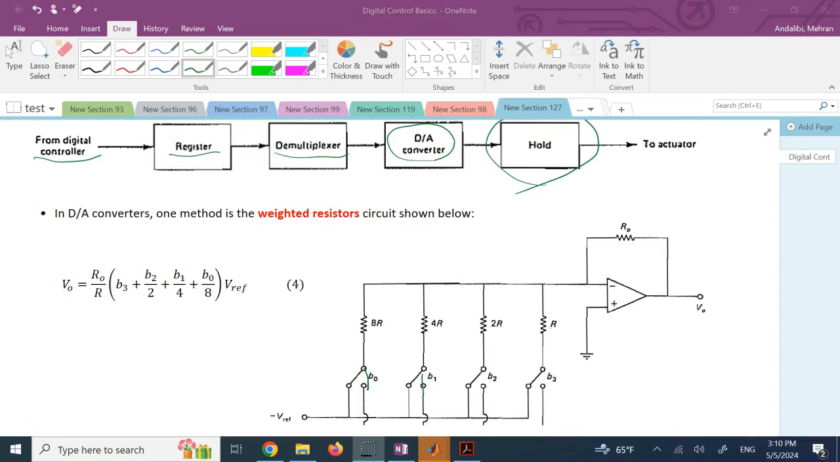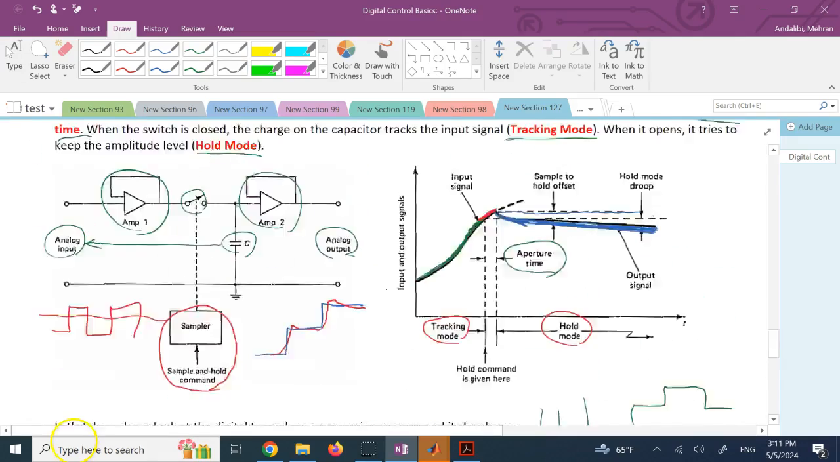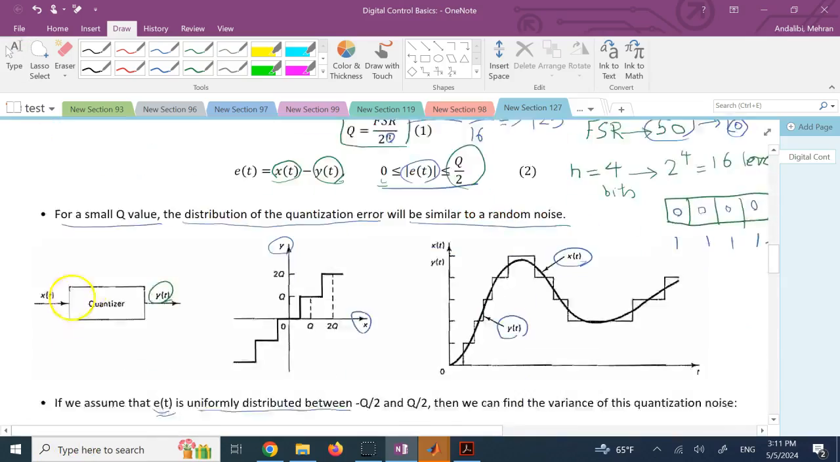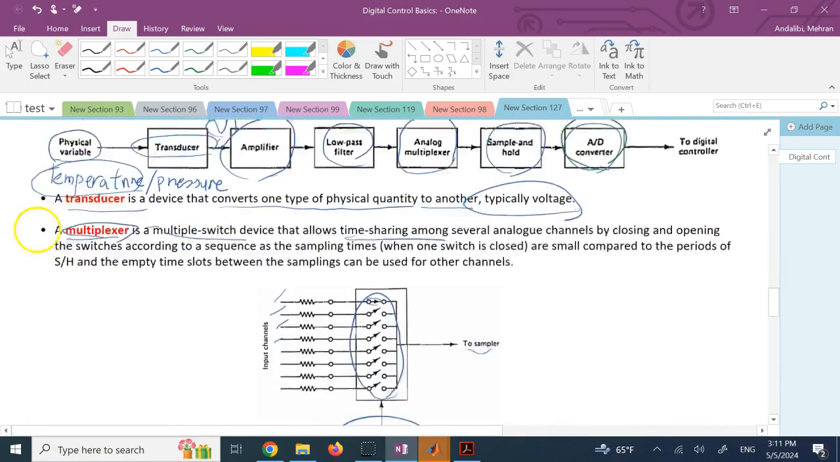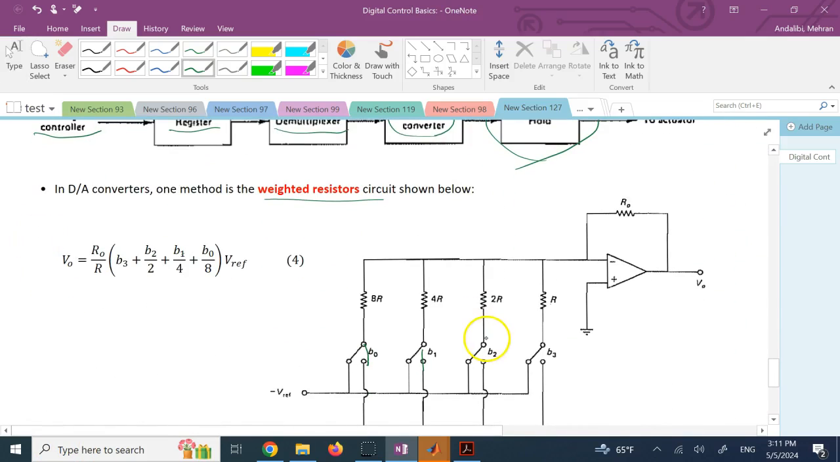So there are different mechanisms for the D to A converter. Here we just look at one of the mechanisms. There is the ladder mechanism as well. Here we look at the circuit that is called the weighted resistor circuit, but as I said, there are other methods as well. And then we're going to look at the hold system too, and mathematically describe it a little bit, because the hold is similar to this hold that we had earlier, right? Basically this here. So let's talk about this D to A conversion.